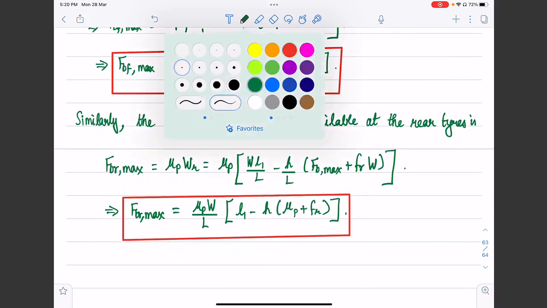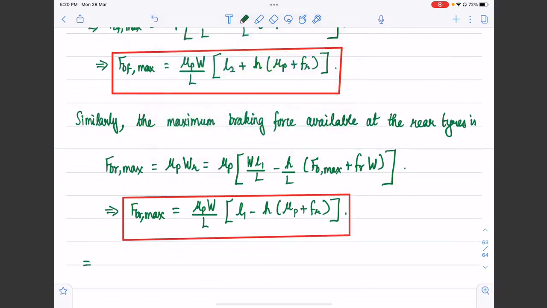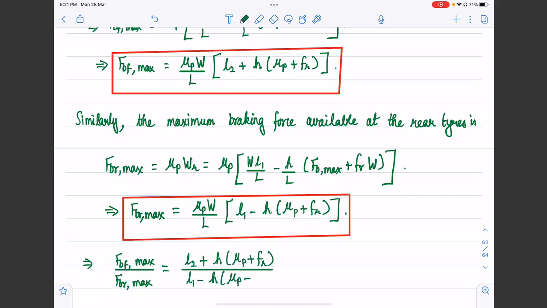Okay, so now we have got the equation for FBF max, and then we have got the equation for FBR max. So we just divide the two expressions. Okay, so FBF max divided by FBR max is going to be equal to, mu P by W will get cancelled on the right hand side, right? So we are going to get L in the numerator, we are going to get L2 plus H times mu P plus FR divided by L1 minus H times mu P plus FR.